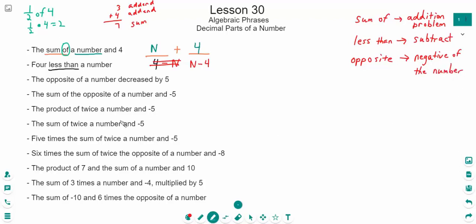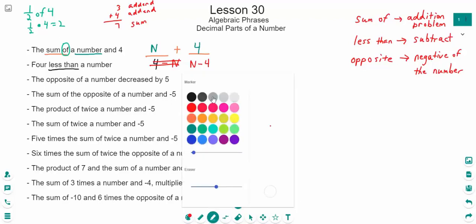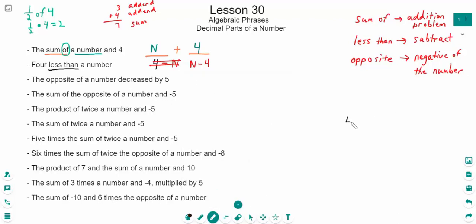Okay, the opposite indicates the negative of the number. So if I were to say, what is the opposite of a 4, you would say, oh, it's the negative of that number. It's a negative 4. That's what the opposite would mean.